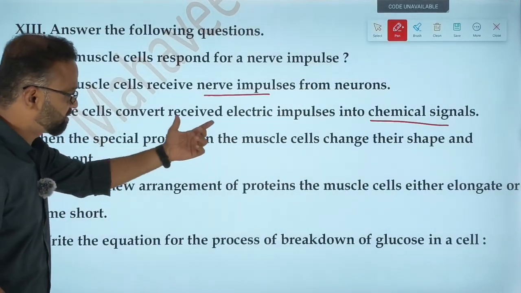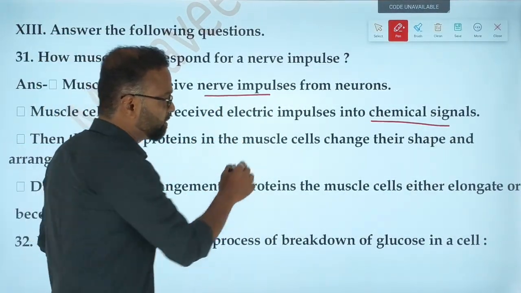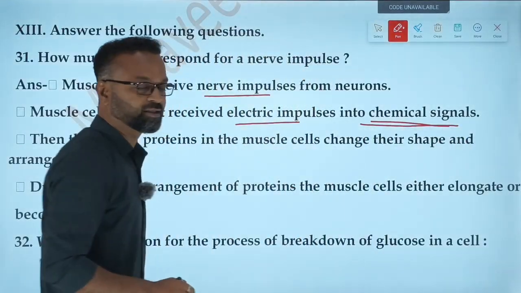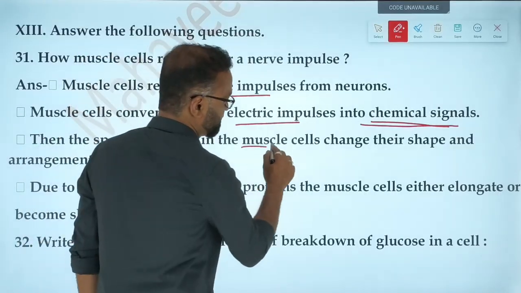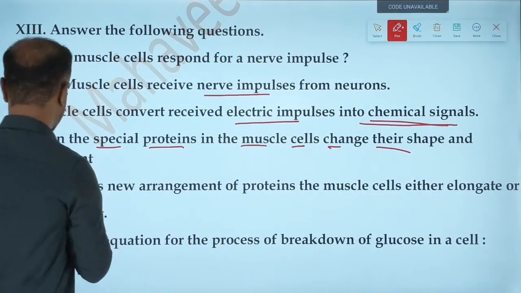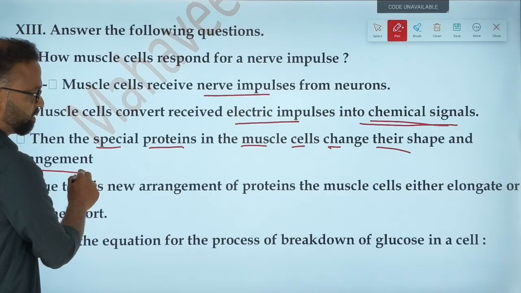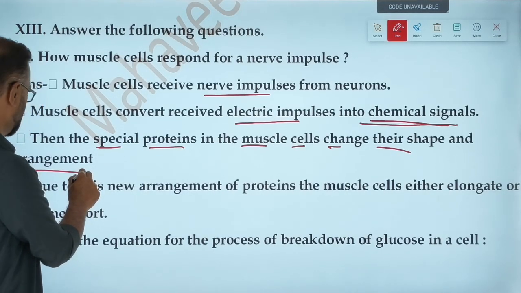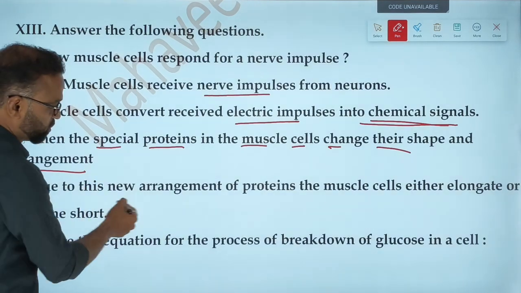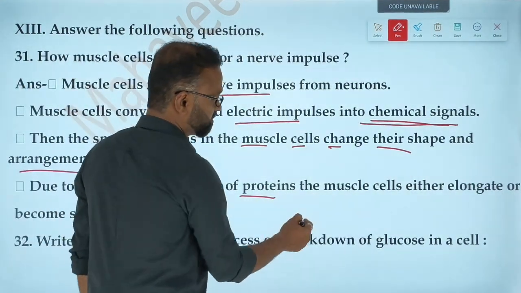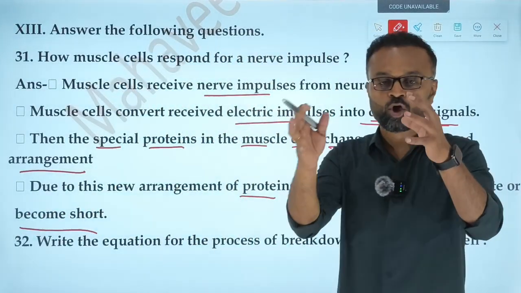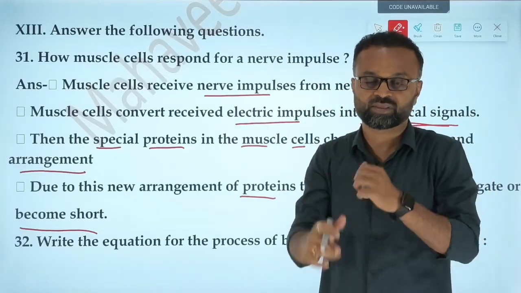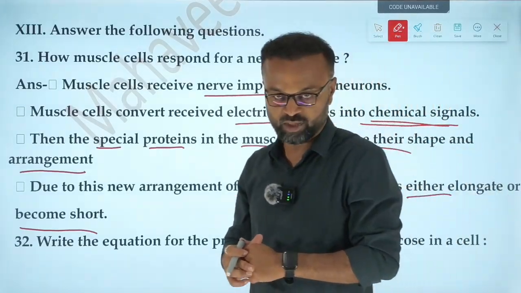Muscle cells convert the received electrical impulse or nerve impulse into chemical signals. Then the special proteins, or the contractile proteins, in the muscle cells change their shape and arrangement. Because of the chemical signal, the proteins help in changing the shape and the arrangement of the muscle cells. Due to this arrangement of the proteins, the muscle cells either elongate or become short, which will help in contraction and relaxation of the muscles, in turn helping in the movement of the muscles.